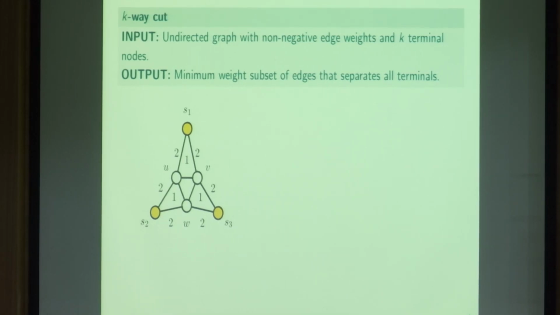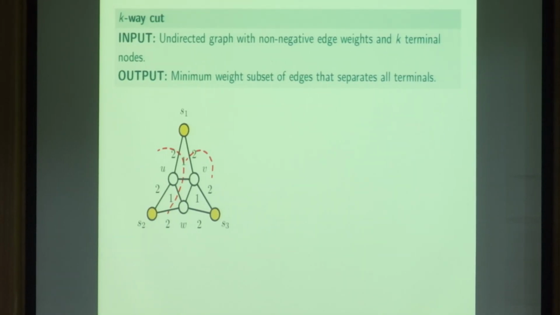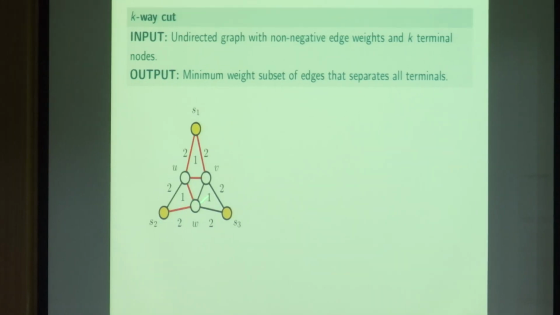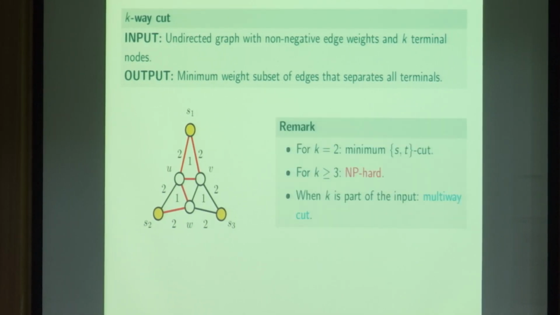So what do we know about this problem? In this example, you can consider this cut shown by the red part, which means that you delete these edges and then you separate all the terminal vertices from each other. If you only have two terminals, then the problem is very simple. It's just simply the s-t cut problem, right? And we can solve it in polynomial time.